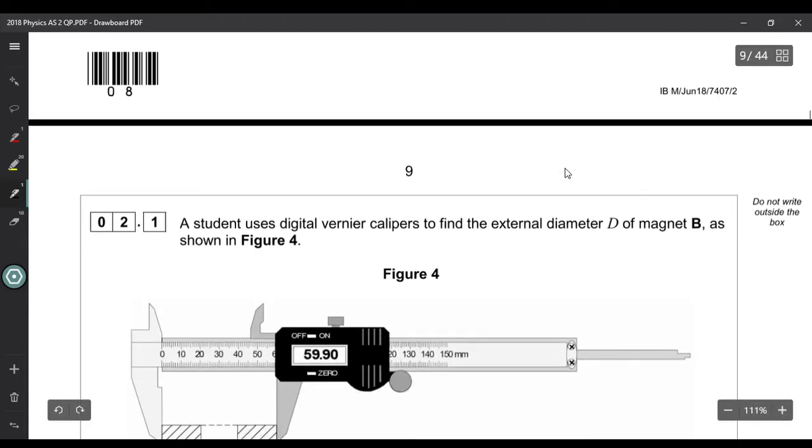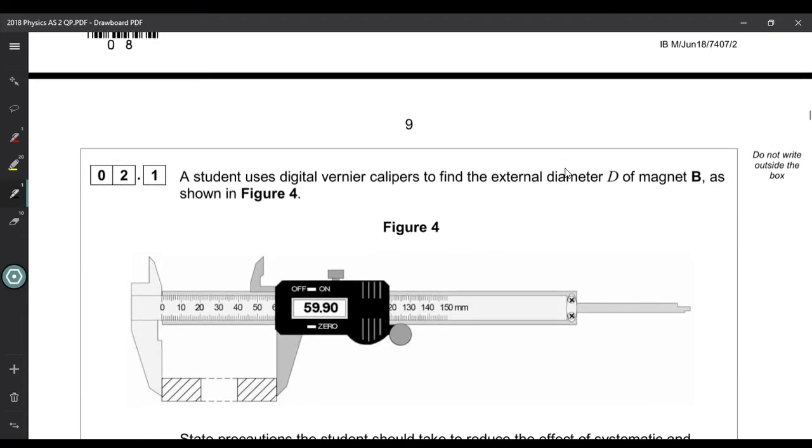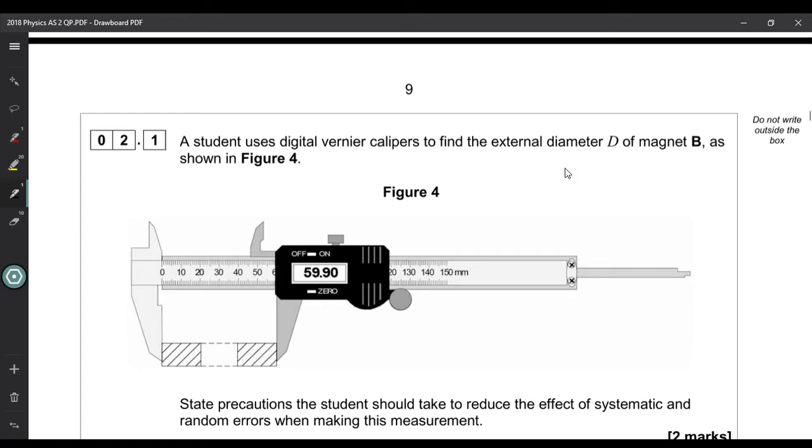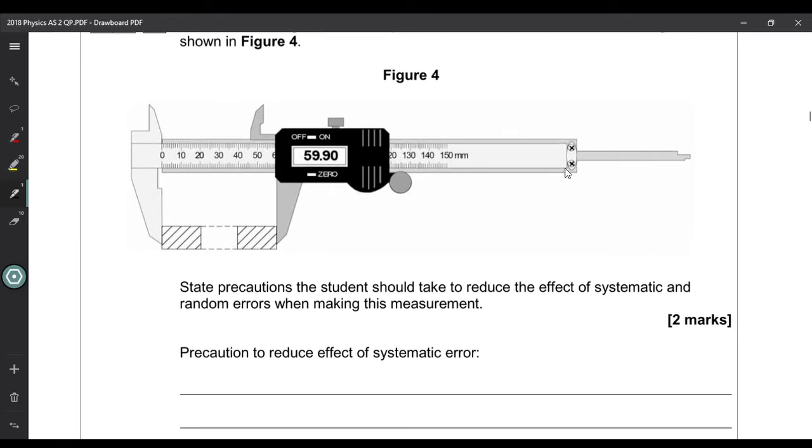So part 2.1 says a student uses a digital vernier calipers to find the external diameter D of the magnet B, as shown in figure 4. State the precautions a student should make to reduce the effect of systematic and random errors while making the measurement. So we want to rule out systematic and random errors.